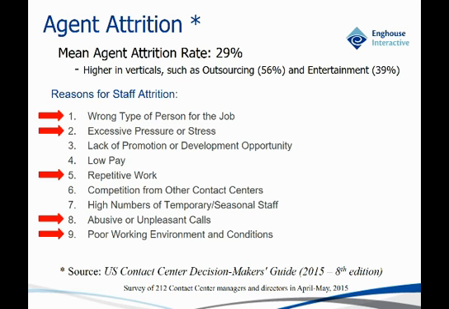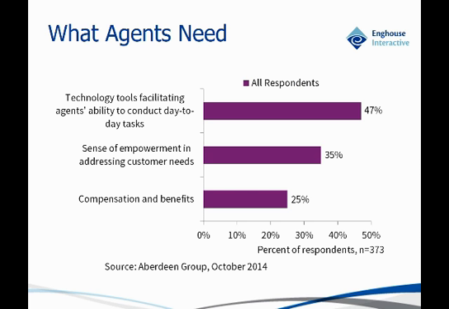Well, that brings up a point of how do you make agents happier? What do they need? Well, according to Aberdeen, a survey done last year, the number one thing was not compensation and benefits. It's not about paying agents more. That did appear on the list, as it always will when you're surveying people.